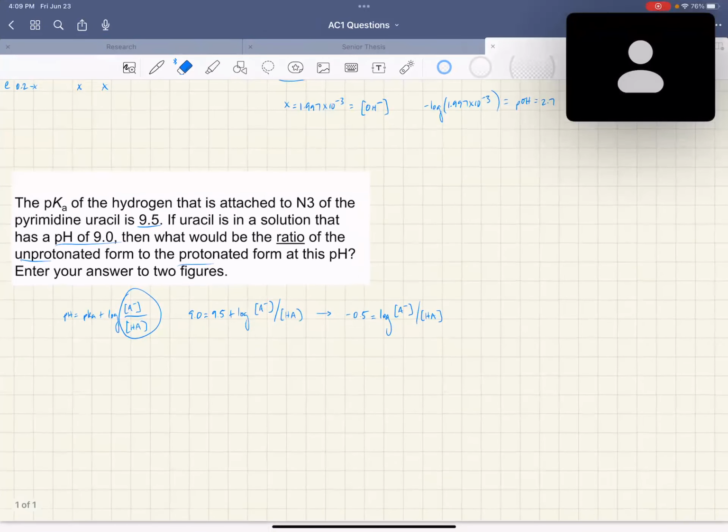Okay, so we'll have 10 to the negative 0.5, which is going to be equal to roughly 0.32. And so if we know that that is equal to 0.32, then that's the same thing as A minus over HA being equivalent to 0.32 over 1. So that's how we can say that the ratio of the unprotonated to the protonated form is 0.32 unprotonated to every 1 protonated.